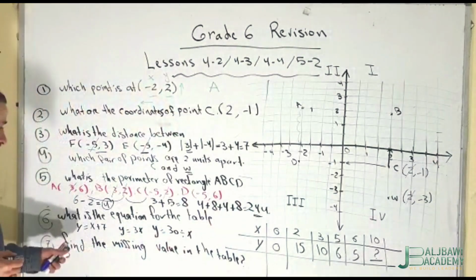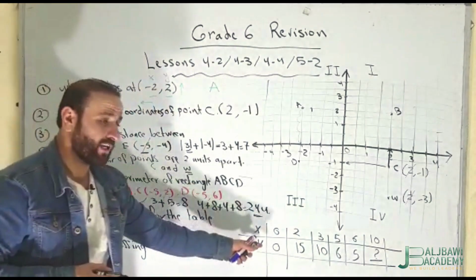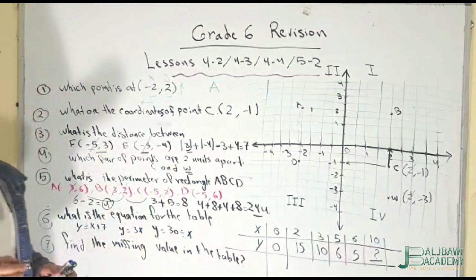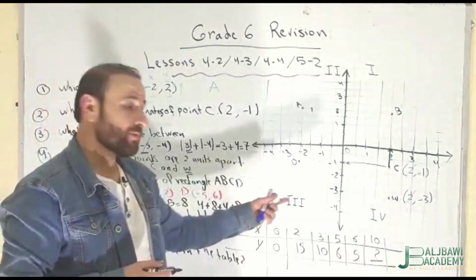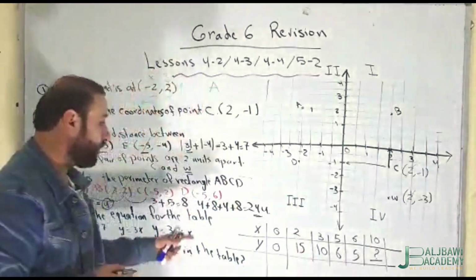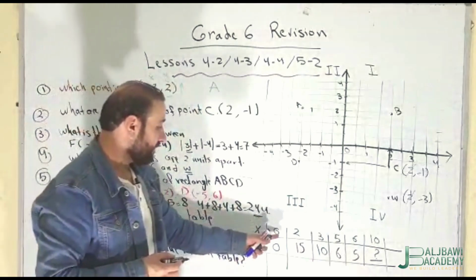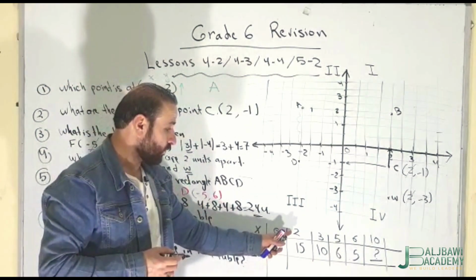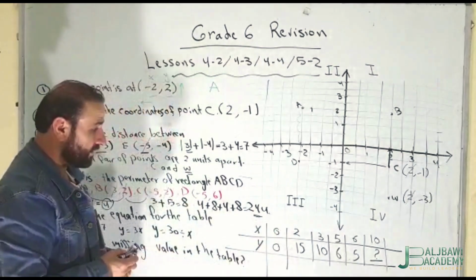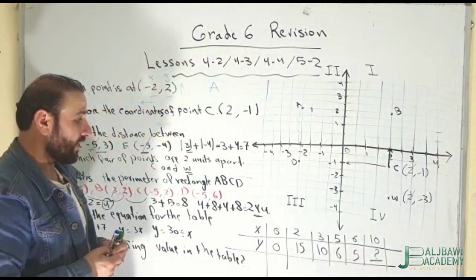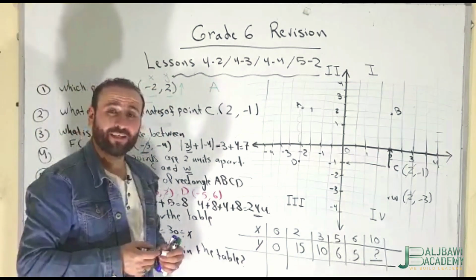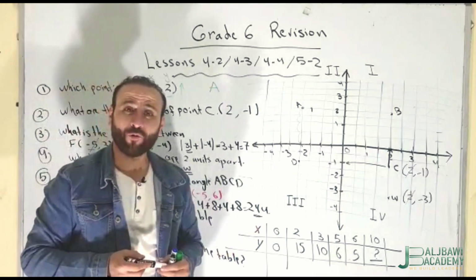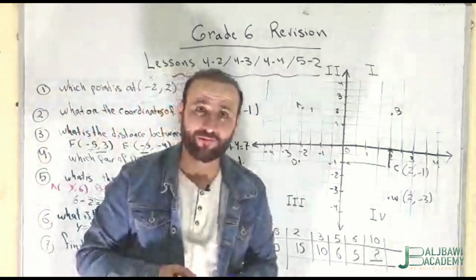Now the next question is about this table. What is the equation for the table? What is the equation that fits this pattern? So I compare and take a look at the values of x and y. When x is 1, y is 30; when x is 2, y is 15; when x is 3, y is 10; when x is 5, y is 6; when x is 6, y equals 5; and when x equals 10, y is a missing value.